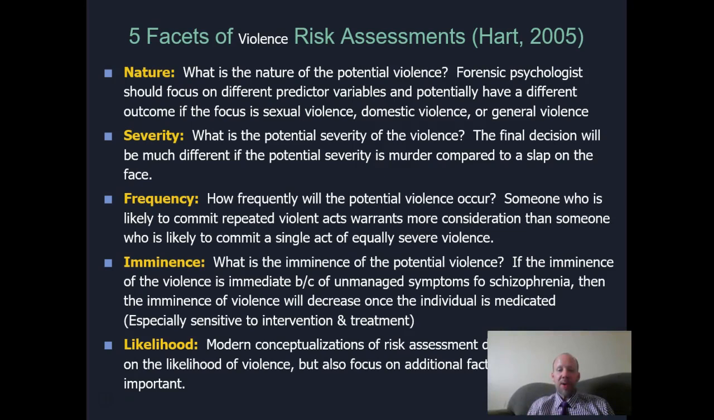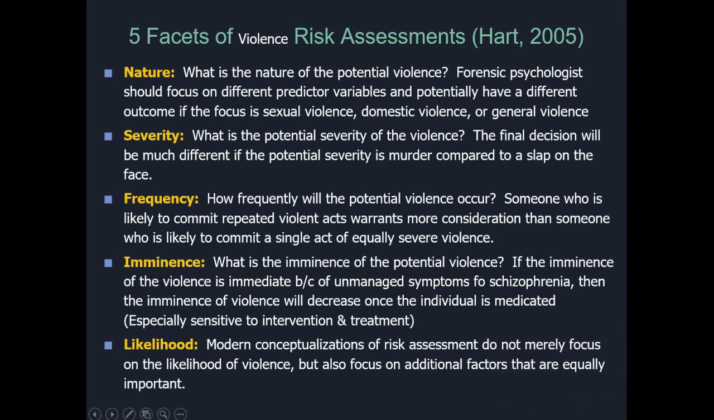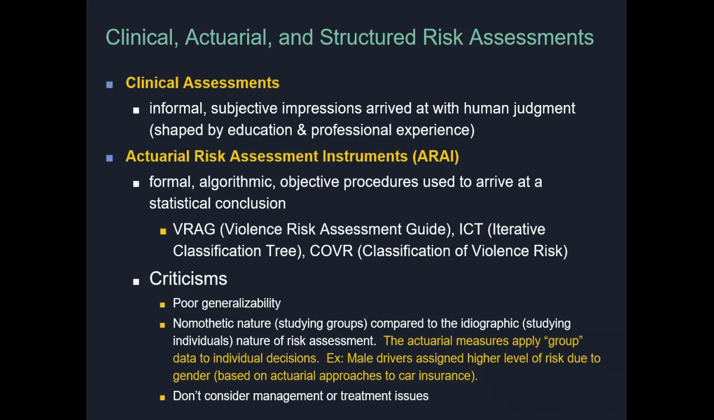So likelihood. Modern conceptualizations of risk assessment do not merely focus on the likelihood of violence, but also focus on additional factors that are equally important. We have some different ways of studying a violence risk assessment. There are clinical assessments. They're informal, subjective impressions arrived at with human judgment, shaped by the professional's education or their experience in conducting assessments. Less reliable, but we often fall back on them, and they're still used today. Judges will want your clinical impressions and your subjective views of the potential risk of violence in the future.